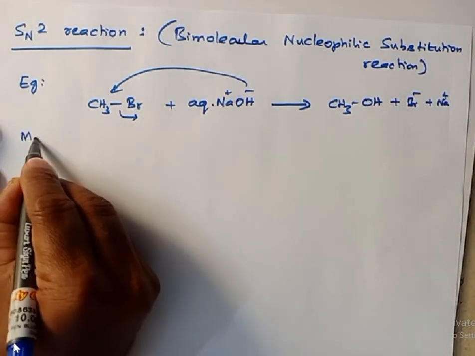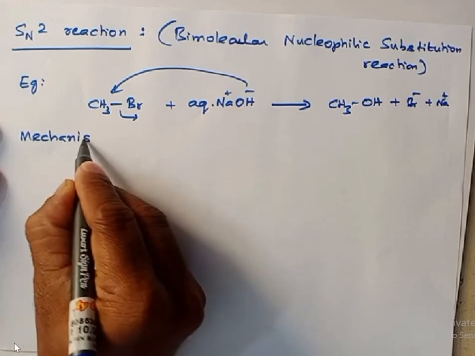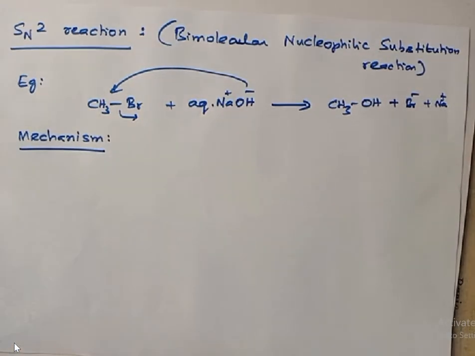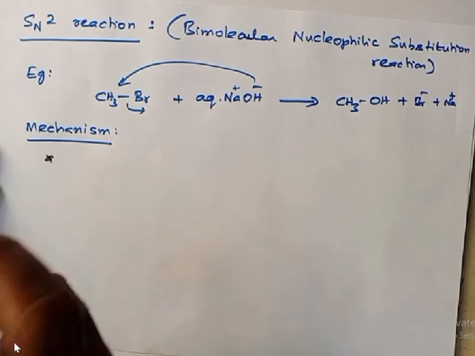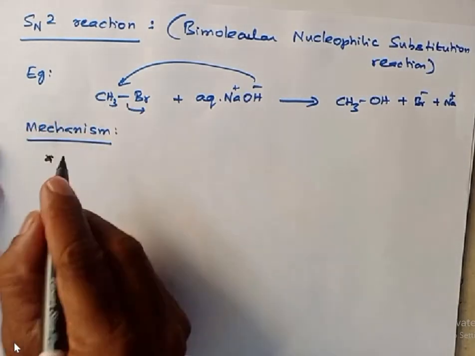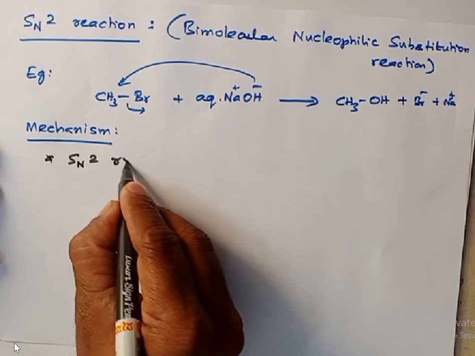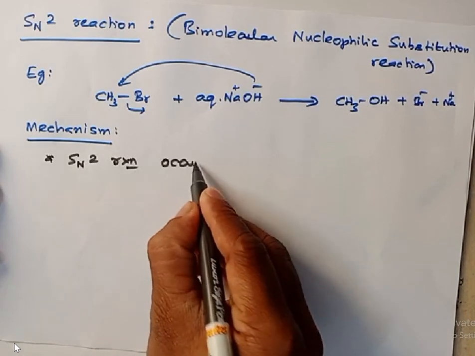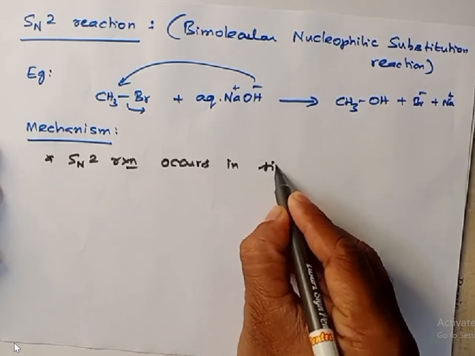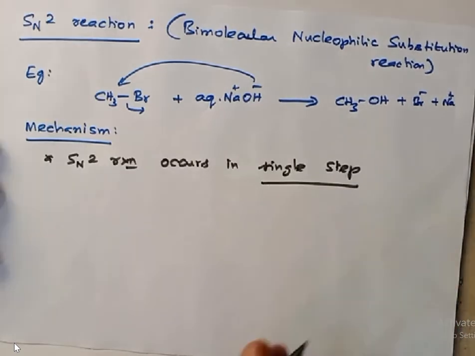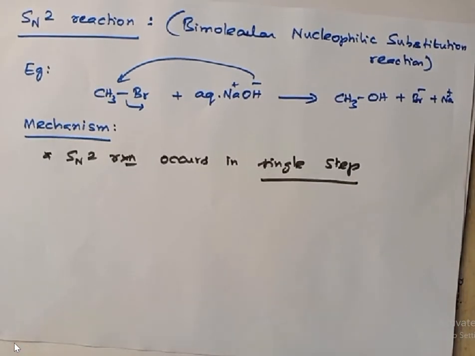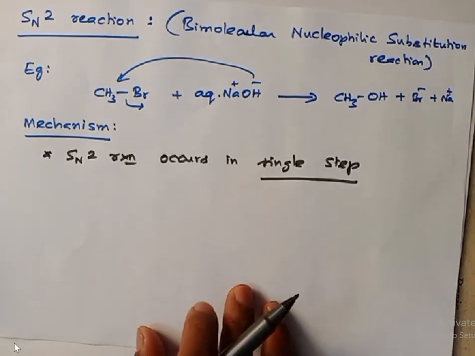Now, if you see the mechanism of Sn2 reaction, students observe carefully. The Sn2 reaction occurs in a single step, only one step. Sn1 occurs in two steps, whereas Sn2 occurs in a single step. What is the mechanism? Let me show that.